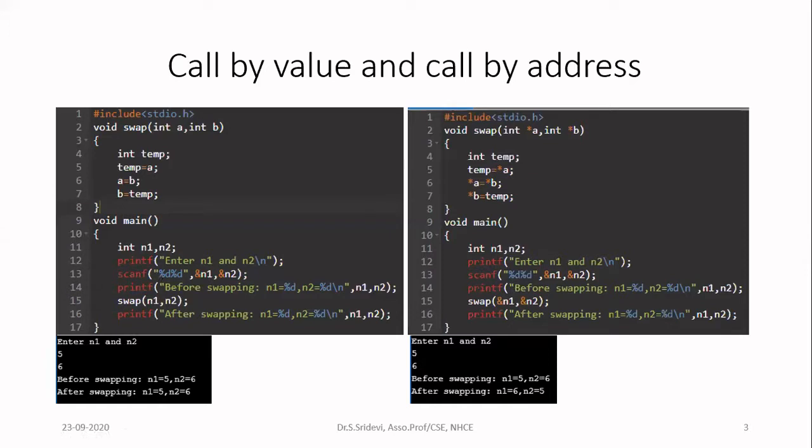Then I will write one function to perform the swapping. The function should swap or exchange the values of n1 and n2. See the output here: I have given enter n1 and n2, n1 is 5, n2 is 6. After I execute the program, I have to get n1 as 6 and n2 as 5. So for that, I am going to write a function. Let us first focus on the function. Here the function name is swap.